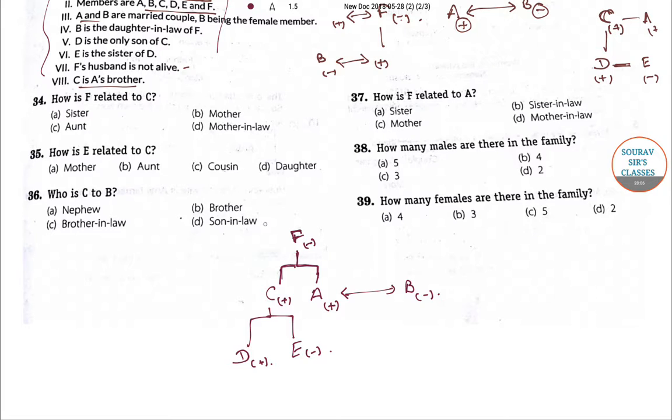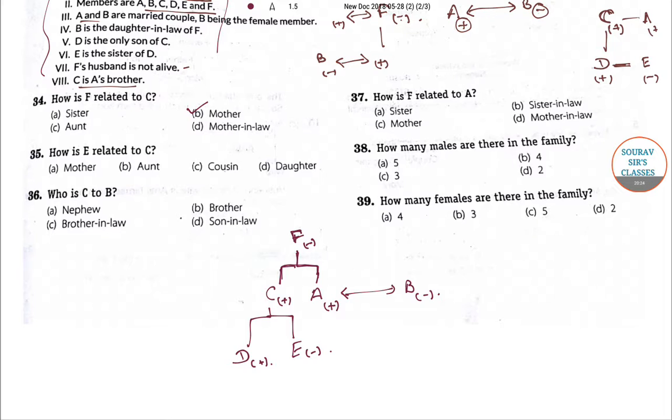Now with this we have to solve the following questions. The first question is, how is F related to C? F is mother of C. So the correct answer is option number B.